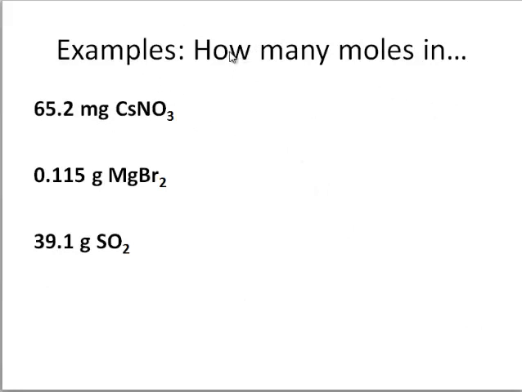At this point, you should be able to find how many moles are in 65.2 milligrams of cesium nitrate, 0.115 grams of magnesium bromide, and 39.1 grams of sulfur dioxide. Stop the presentation and attempt this calculation before moving on and seeing the correct answers.